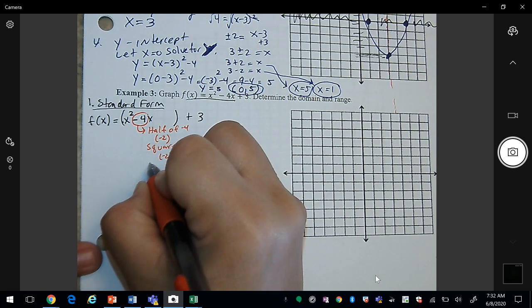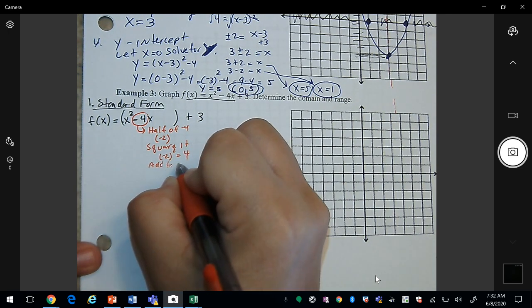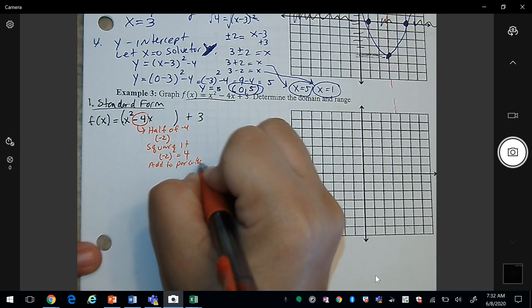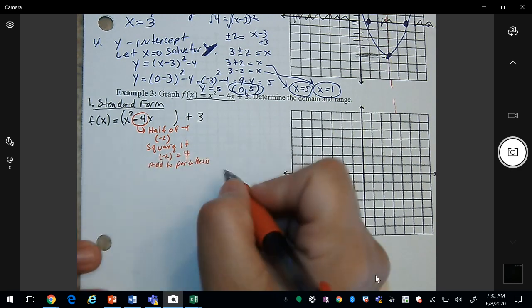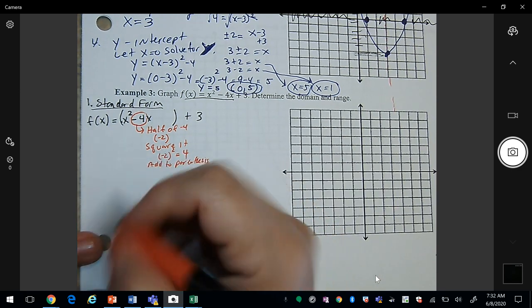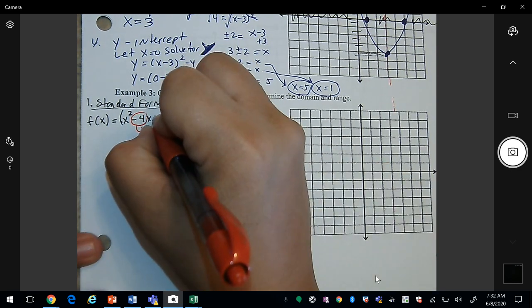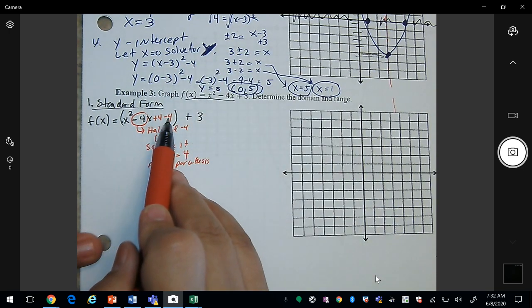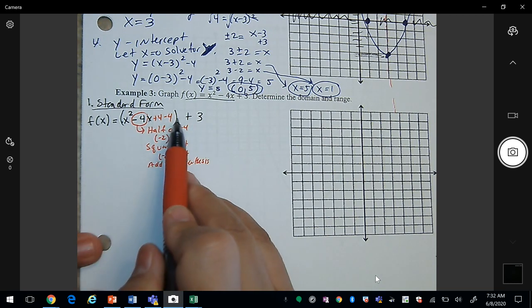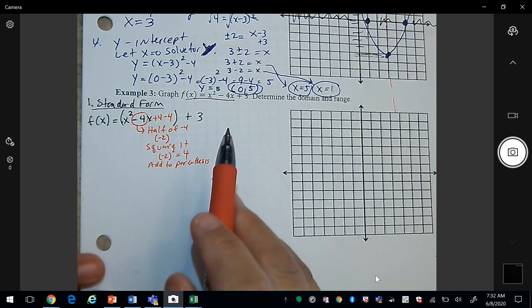And then last, we're going to add 2 parentheses. We're going to add a positive 4 and a negative 4. So basically we're adding 0. So I'm going to add plus 4 minus 4. Notice here plus 4 minus 4 is 0. So we're not changing the problem. We're just making it look different.